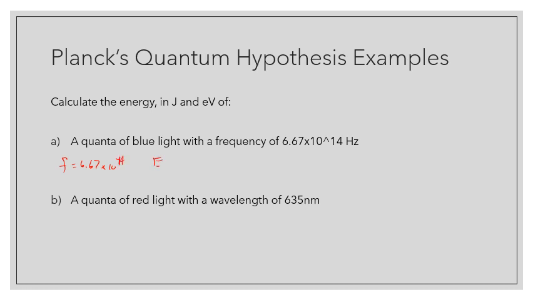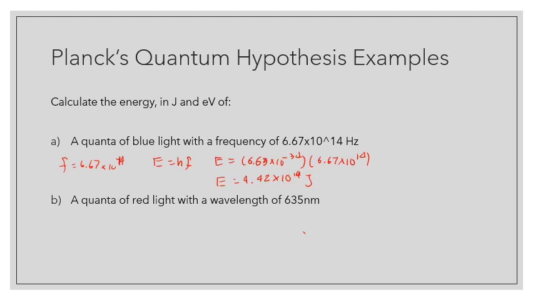And so we have E is equal to hf. So E is equal to 6.63 times 10 to the negative 34 times 6.67 times 10 to the 14. So E comes out to be 4.42 times 10 to the negative 19 joules.